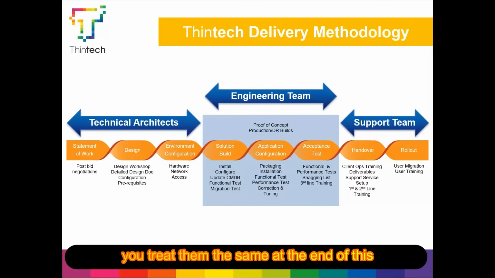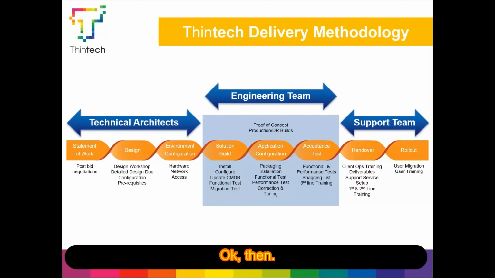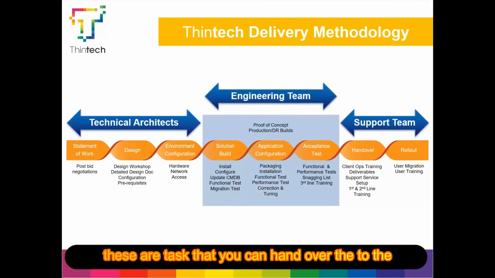So if you treat them the same, at the end of this, you do end up with basically two installations of the same thing, but one is being used for production and everybody's using it, and the other one is there. When changes are needed, you make changes to your pre-production environment following all the guidelines, documentation, update CMDB, blah blah blah, change control, testing, and once that's confirmed to work okay, then that moves into production. Okay, and again, these are tasks that you can hand over to your engineering team.